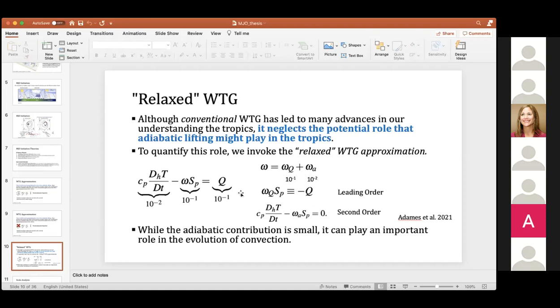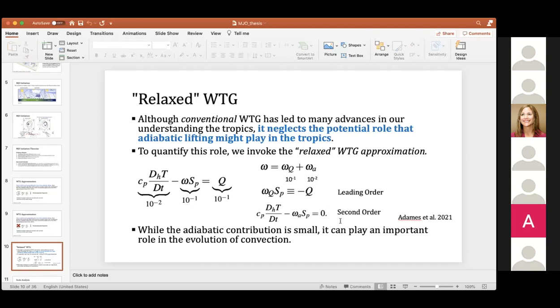We can replace omega and expand it out into two components: omega_q, which represents the diabatic vertical motions, and omega_a, which represents the adiabatic motions. If we substitute this into the thermodynamic equation, we can come up with two different balances. As I talked about previously, we have our leading order balance, which is the traditional weak temperature gradient approximation, where the vertical advection of dry static energy by diabatic motions is exactly equal to diabatic heating.